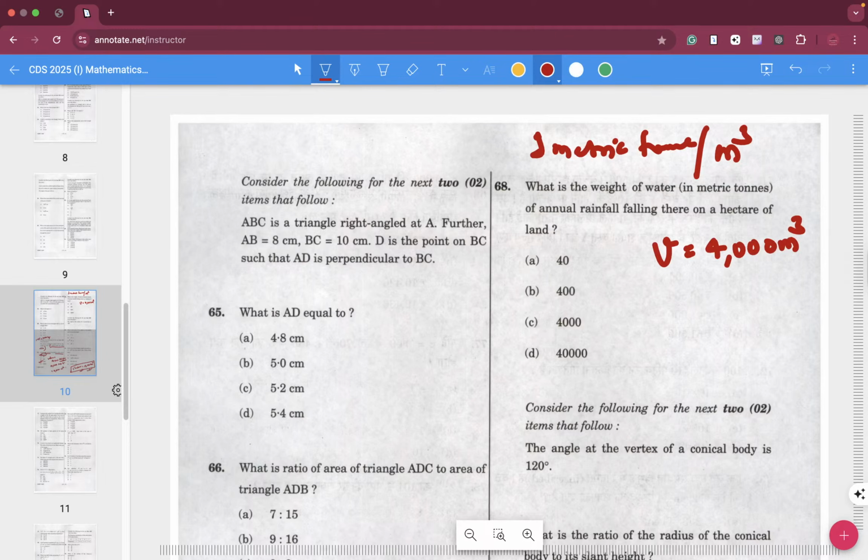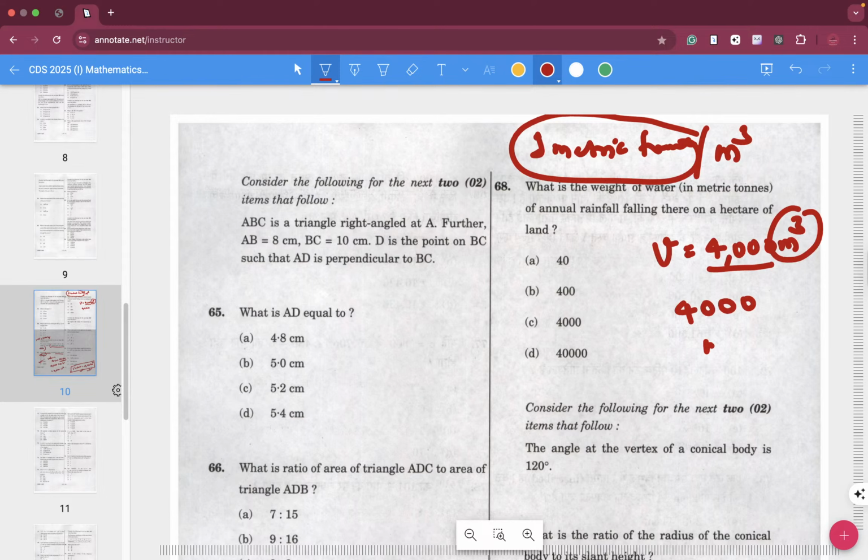So now your volume is 4000 cubic meter. So what is the weight? The weight is also 4000 metric ton. They are asking what is the weight of the water in metric ton, so for this also the answer will be 4000.